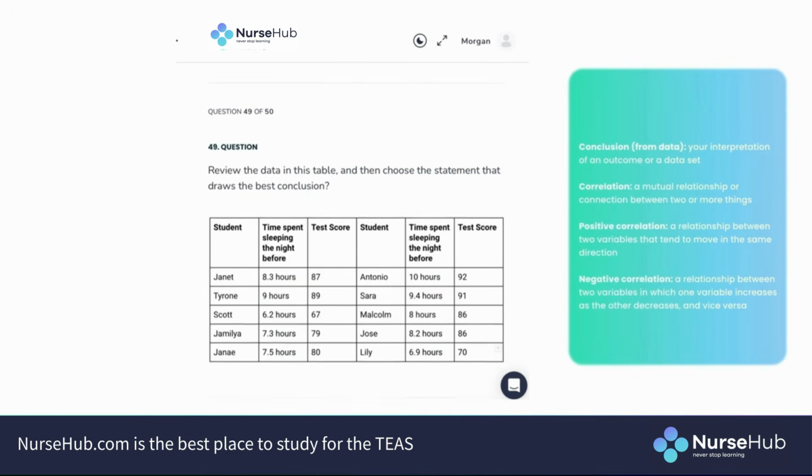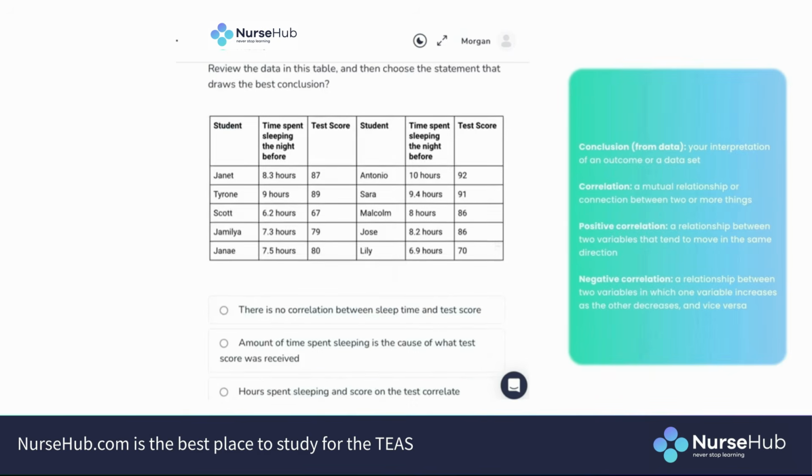Go ahead and review the data in this table and then choose the statement that draws the best conclusion. So again, I'll give you a few moments to review this table on your own, and then I'll come back and we can discuss the correct answer and how I got there. All right, so like I explained for a prior question that had a table regarding the runners, what I like to do is take a look at the table first before I even look at the answer choices and figure out what I think is happening here.